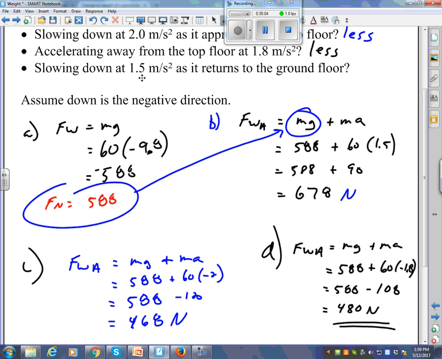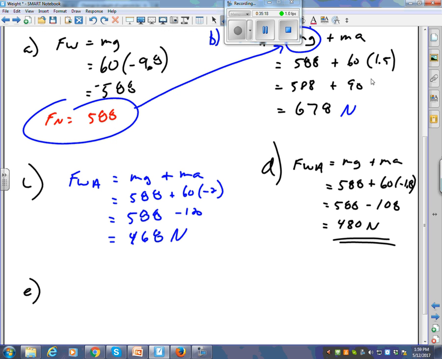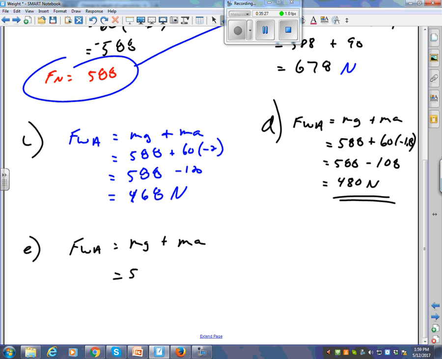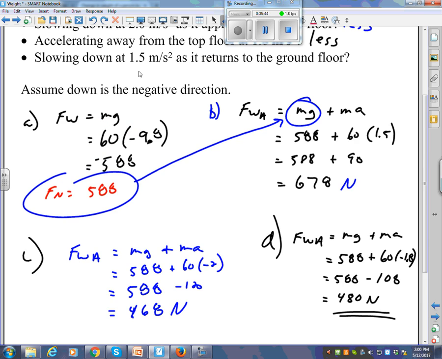Slowing down at 1.5 as it returns to the ground floor. So again, I'm in the elevator, I'm coming down, I feel heavier. I've got to make it more than 588. How much more? I'm going to need more than that. I'll need a number. So same values, 588. Right? And if I always use that 588, then it works out for me. And my mass is 60, and I'm slowing down at 1.5.